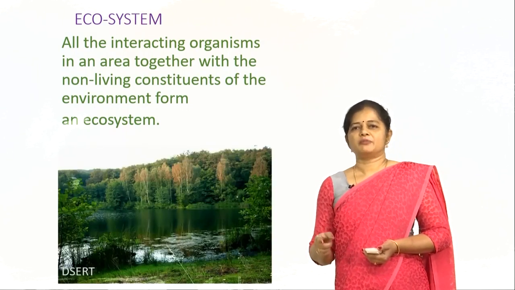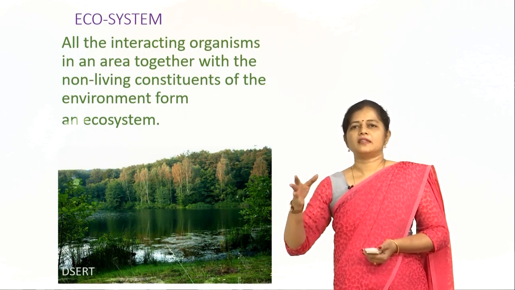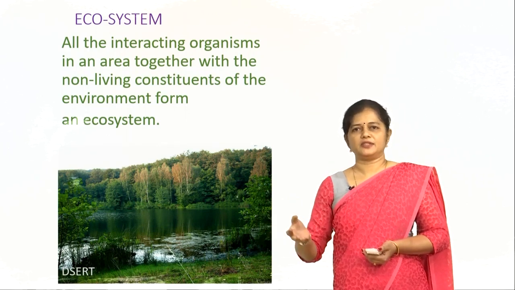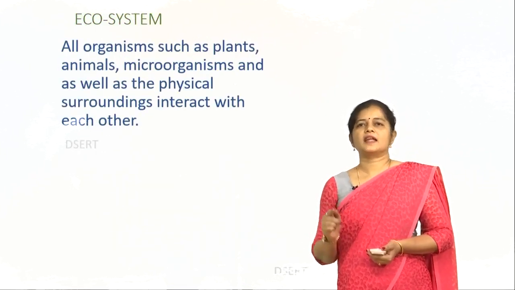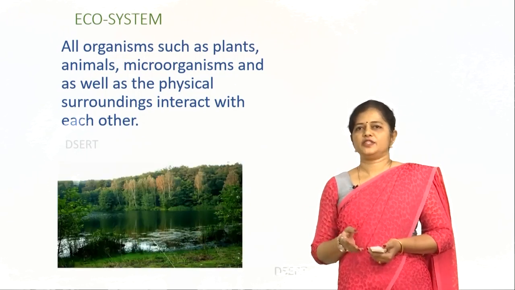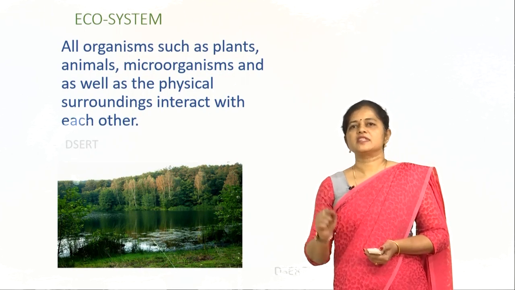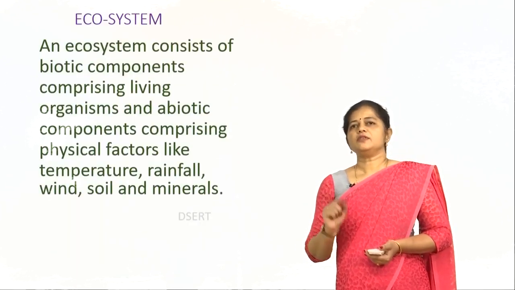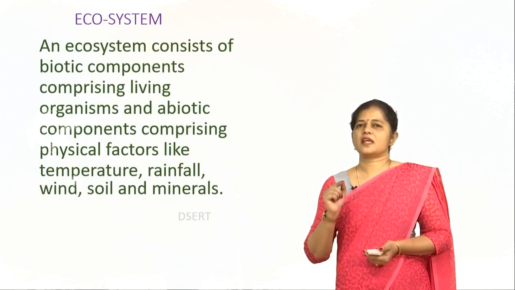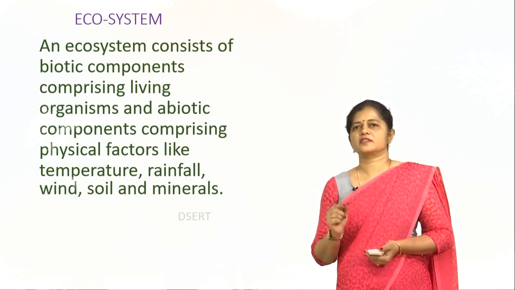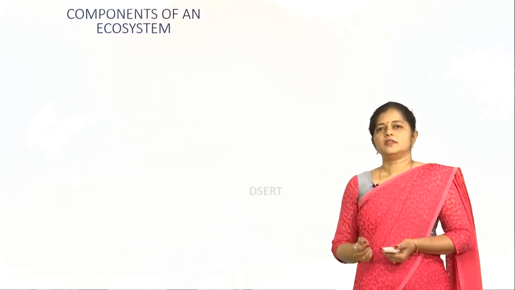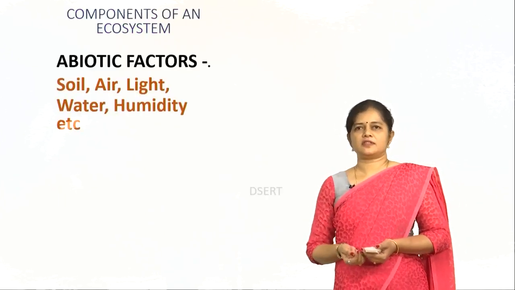So if this is the environment, you can see the plants, the water and all the abiotic components along with the biotic components interacting with each other. All organisms such as plants, animals, microorganisms as well as physical surroundings interact with each other. And in an ecosystem, this interaction is very essential. An ecosystem consists of biotic components comprising of the living organisms and the abiotic components comprising of factors like temperature, rainfall, soil, minerals, etc.